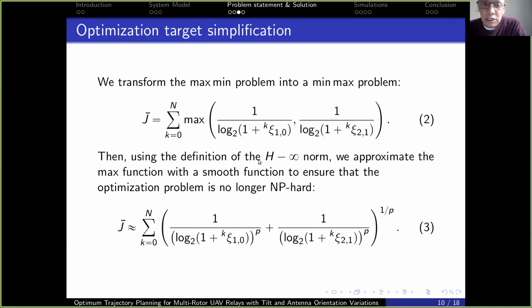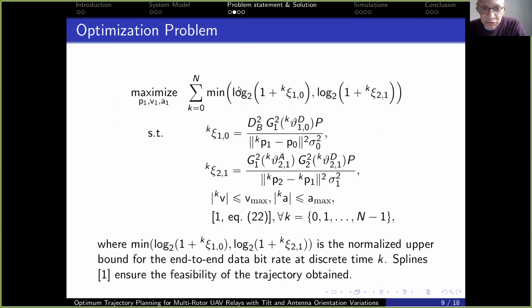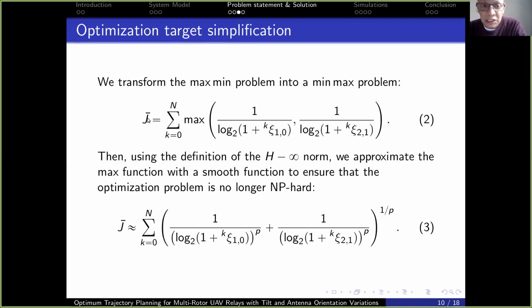Now, this is the cost function that we are considering. This is a maximizing problem, but first we transform it into a standard minimization problem. So we do some manipulations. Then we approximate this max function by a soft derivable function. This is done by considering the definition of the infinity norm and the definition of the p-norm. See the paper for more details.